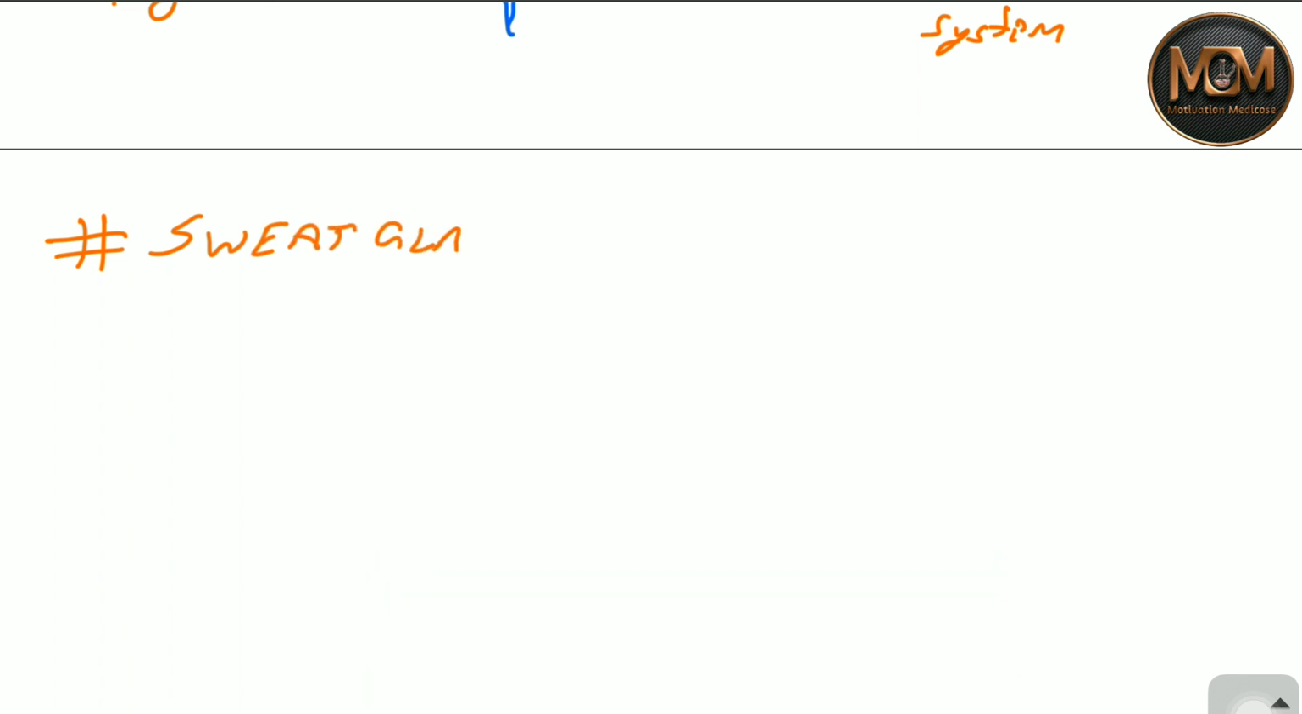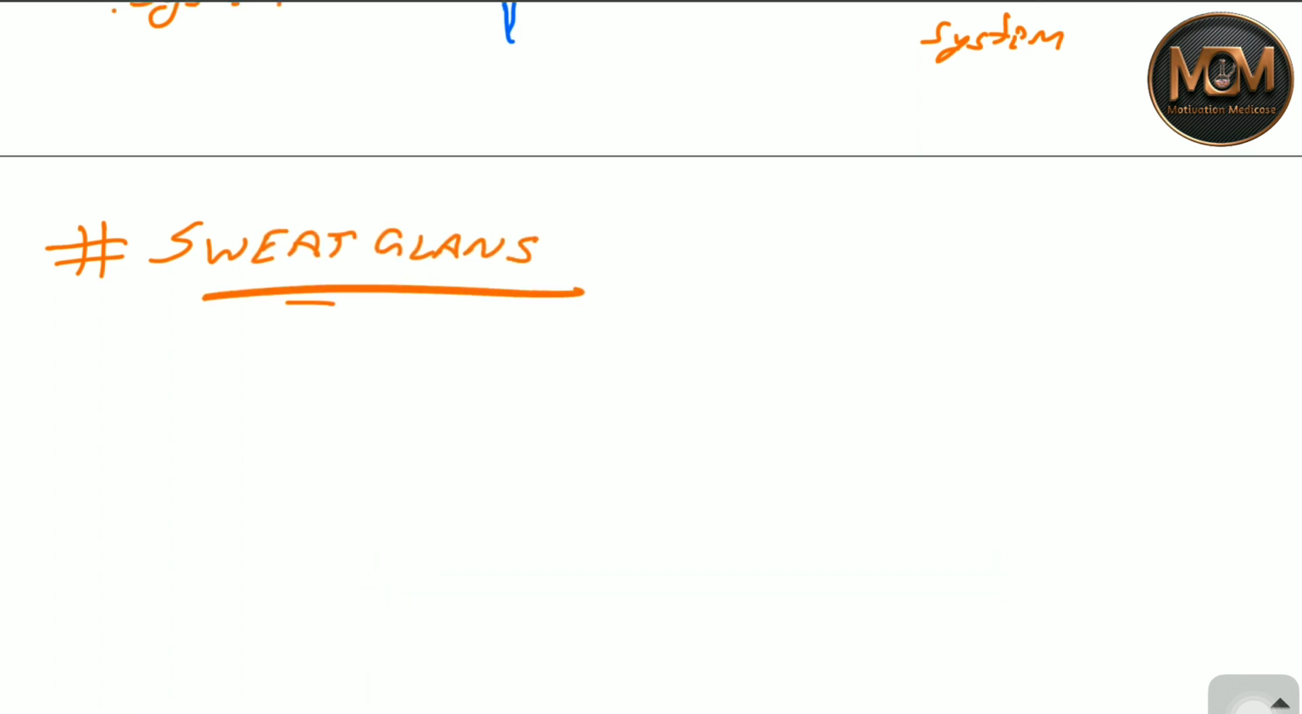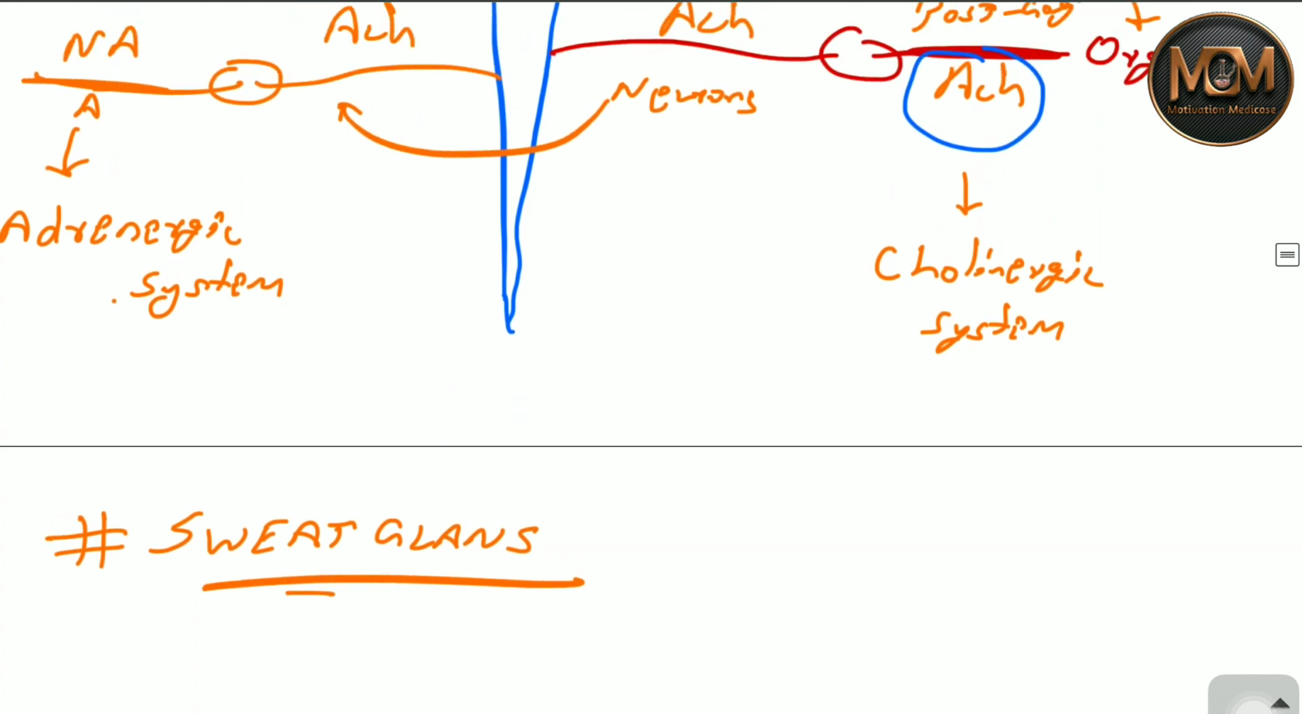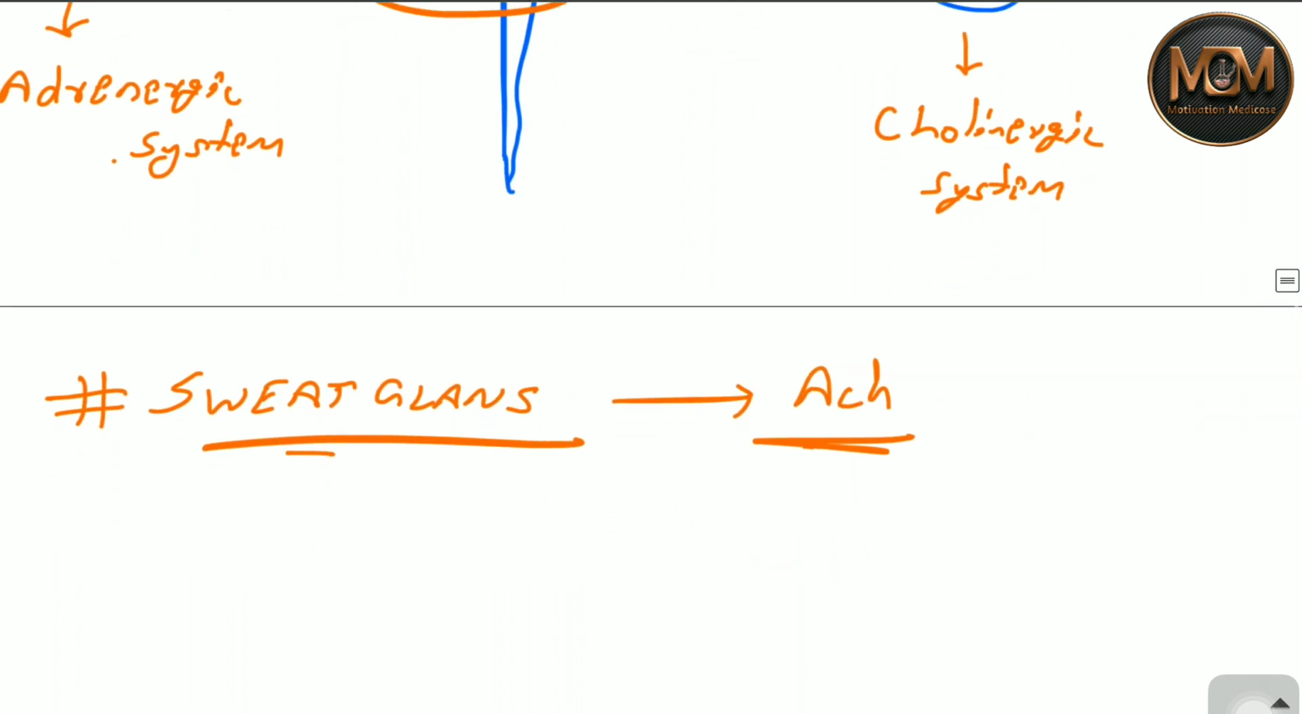I have just told you that in the adrenergic system, the postganglionic fibers secrete noradrenaline as a neurotransmitter. But in the sweat gland, it is acetylcholine which is going to be released from the postganglionic. So this is an exception in the sympathetic nervous system, which you have to remember.